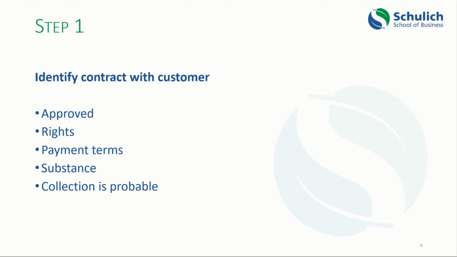I want to go through each of these steps in a little bit more detail, again using the language of IFRS 15. Identifying the contract with the customer is usually quite simple, but IFRS 15 spells out all the key parts to the contract that must be in place before you can recognize any revenue. The contract must be approved by both parties, the seller and the buyer.